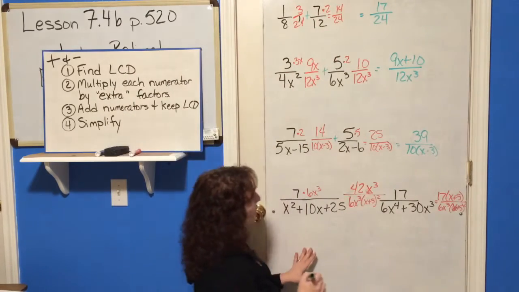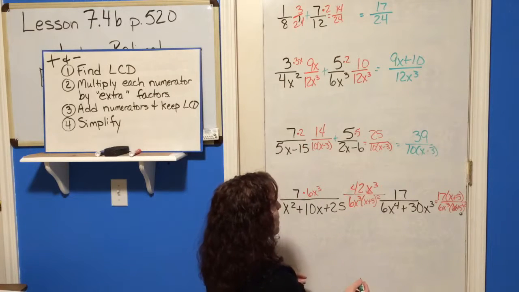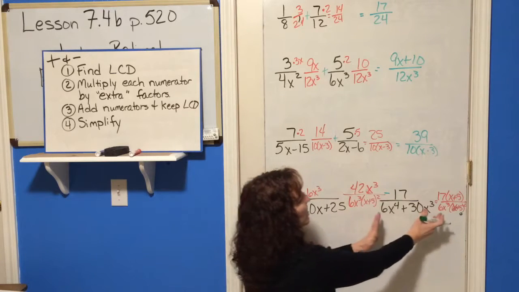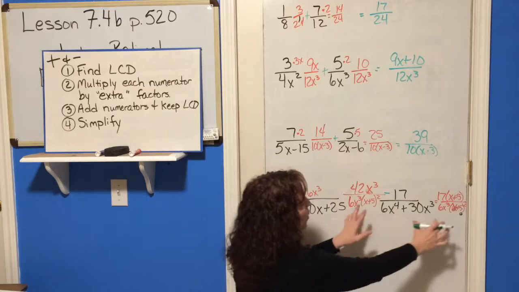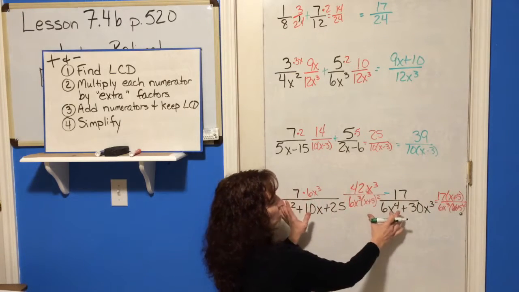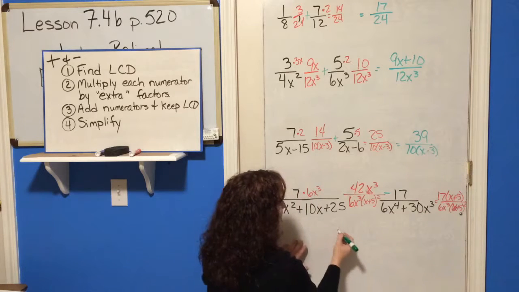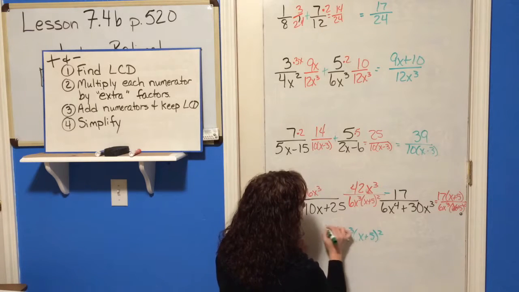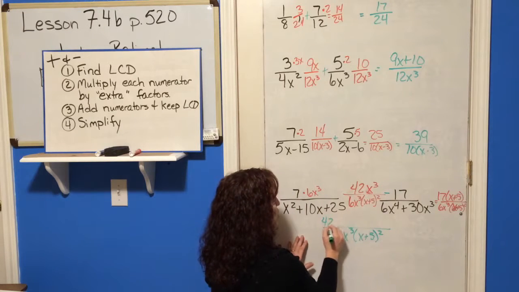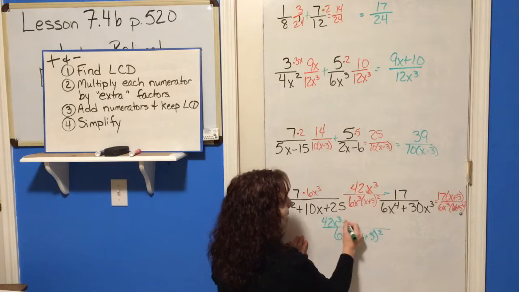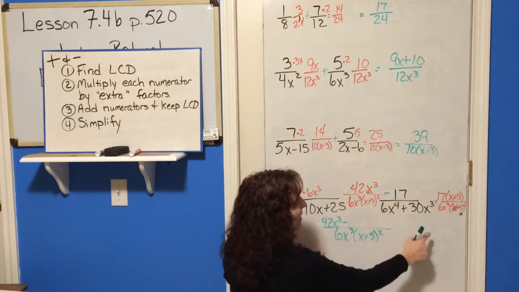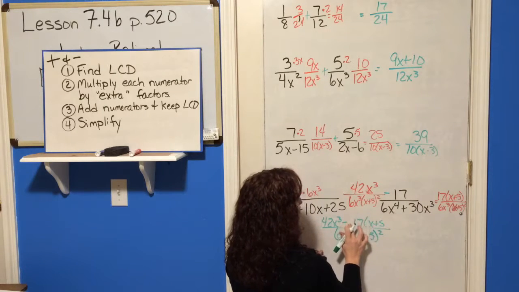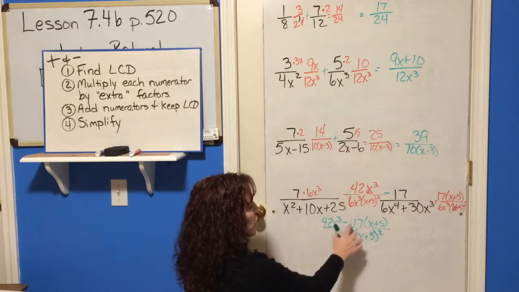What happens if we subtract one? Let's say we want this fraction subtracting this fraction. So now we've got the red ones. We're going to ignore the black ones because we've changed them into fractions with like denominators. The like denominator is 6x cubed times x plus 5 quantity squared. And now we have 42x cubed minus 17 times x plus 5. So we're going to subtract this.